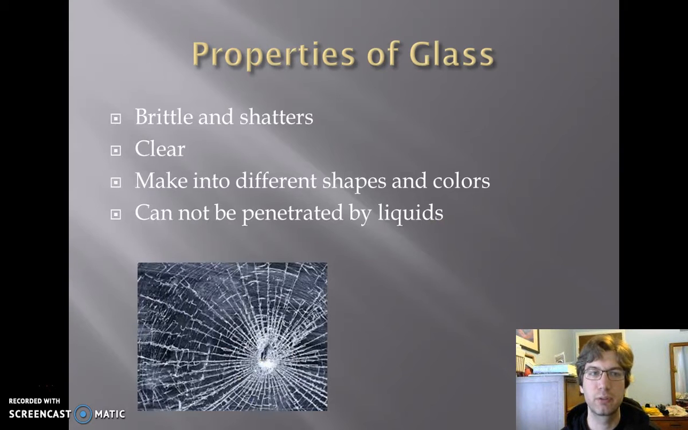Properties of glass, it's going to be very brittle and it's going to shatter. This is going to be true for most glasses unless you do something a little different with it. Nowadays we do have shatterproof glass, which is pretty much tempered glass. We do have bulletproof glass, which is made up of a lot of different things. Glass tends to be clear, so you should be able to see through it. There are different impurities you can put into it to give it different colors, but for the most part, it does let light pass through.